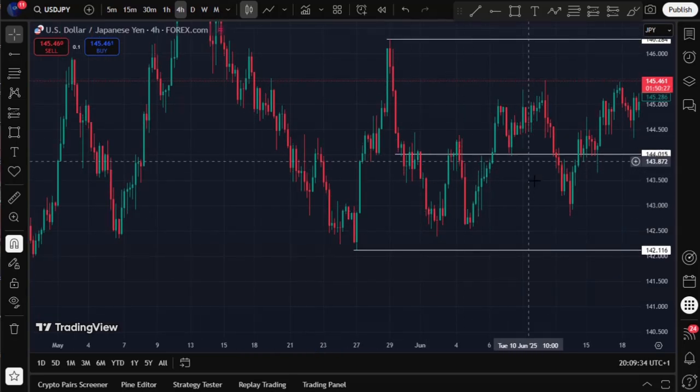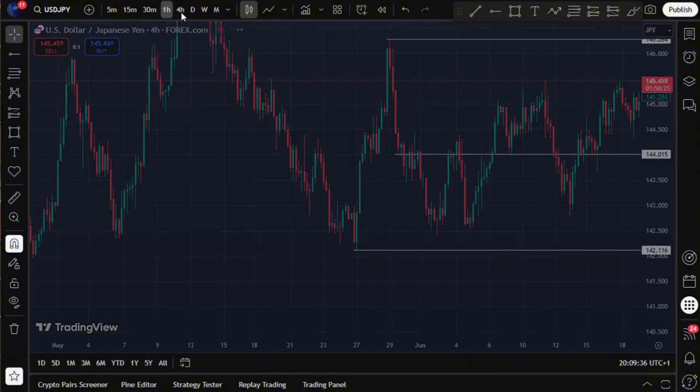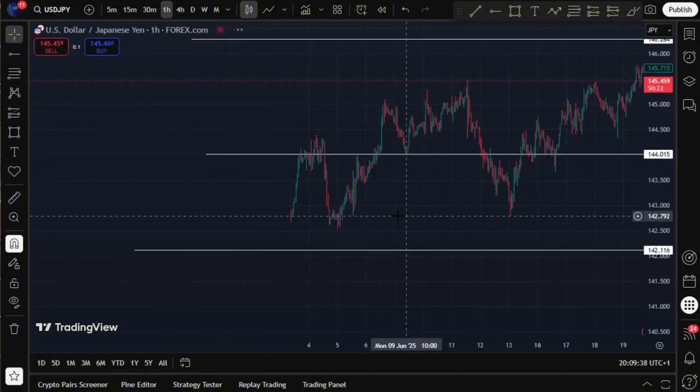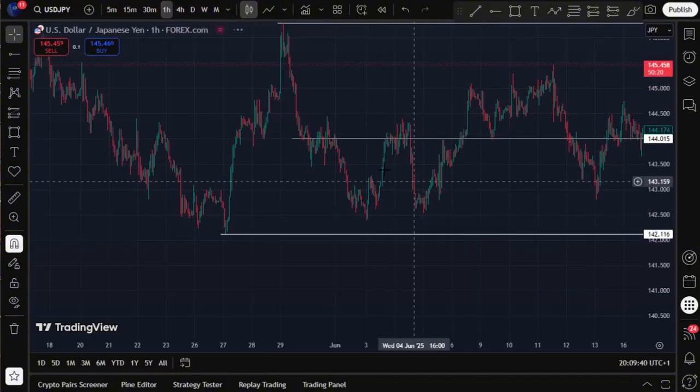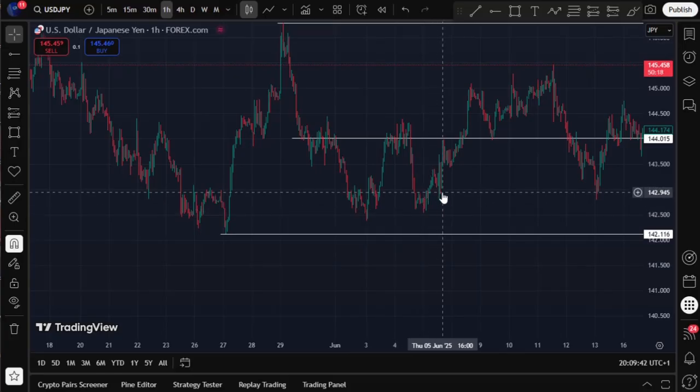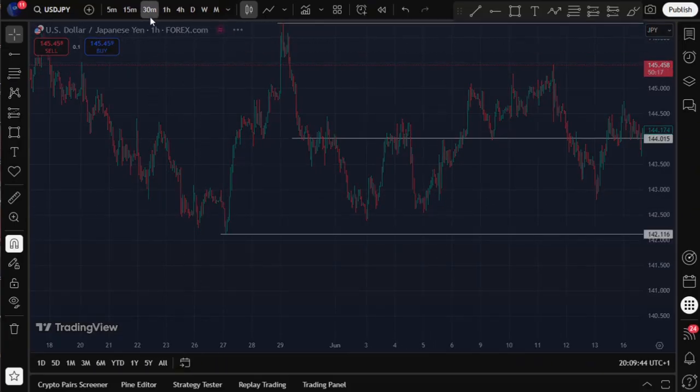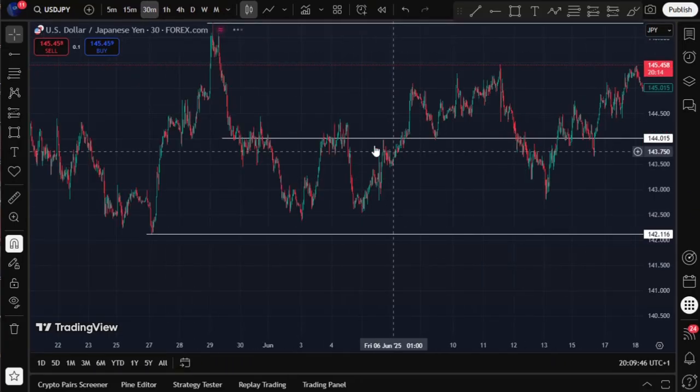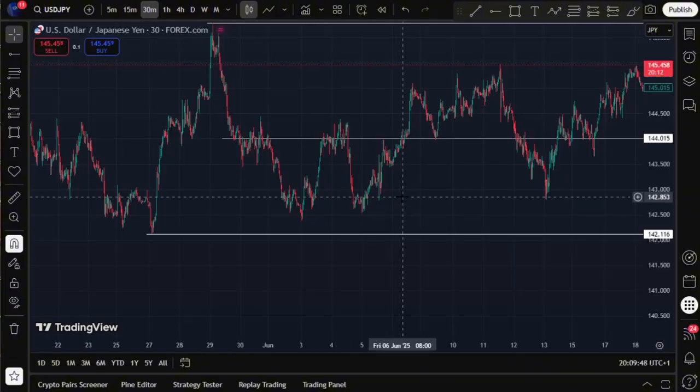Now once you have done this, you can drop down into a 1 hour or a 30 minute time frame to identify your market maker buying model or your market maker structures. You can easily see that on the 15 minute, the 30 minute, or the 1 hour time frame.